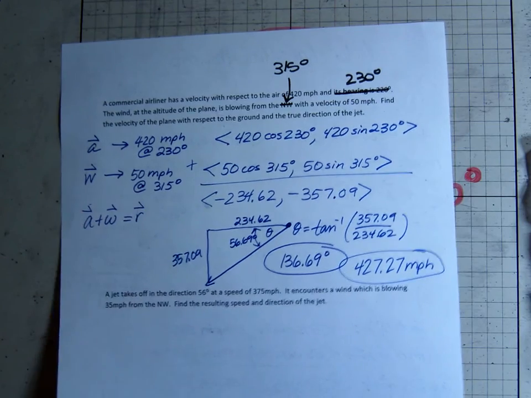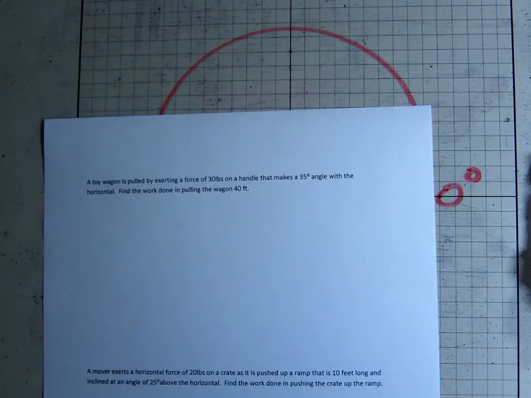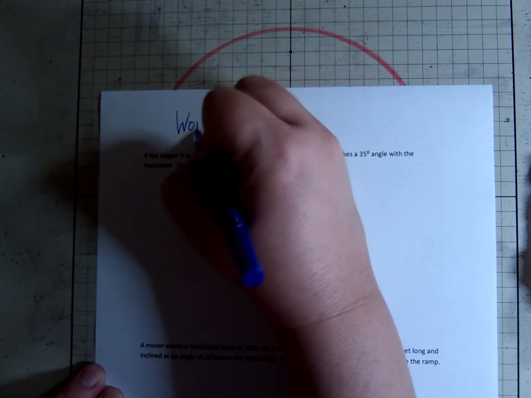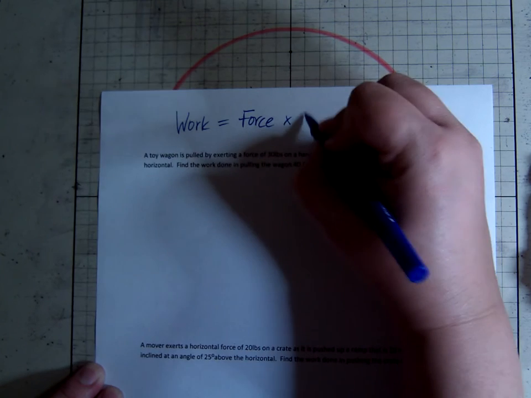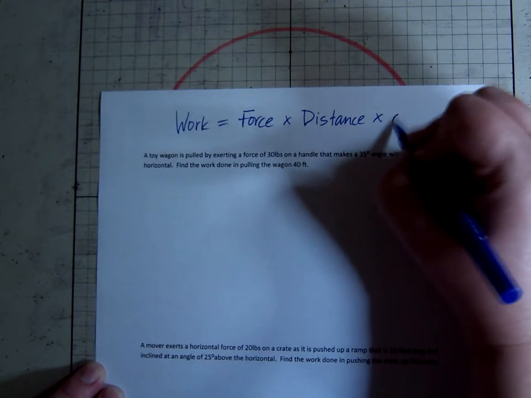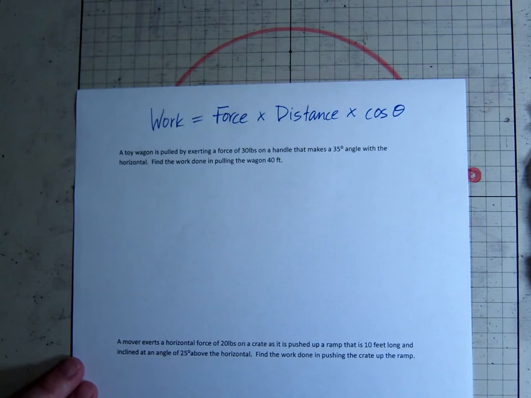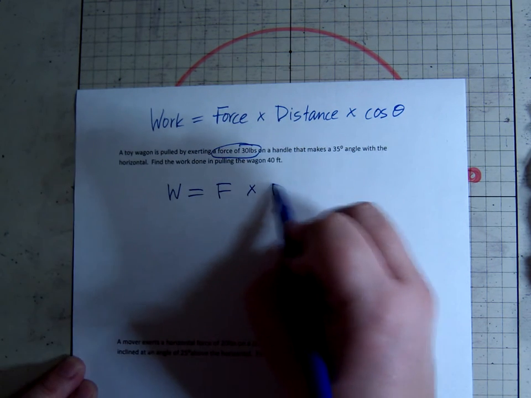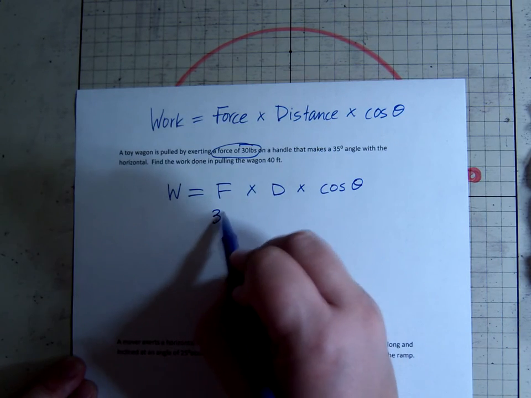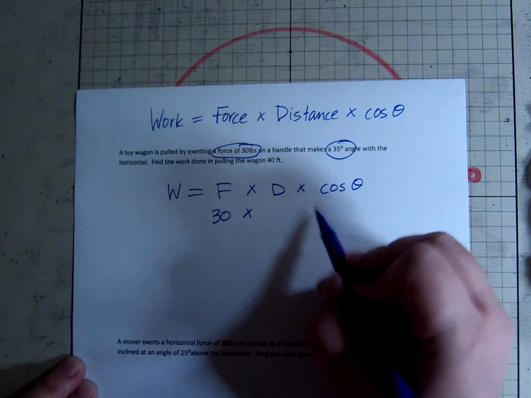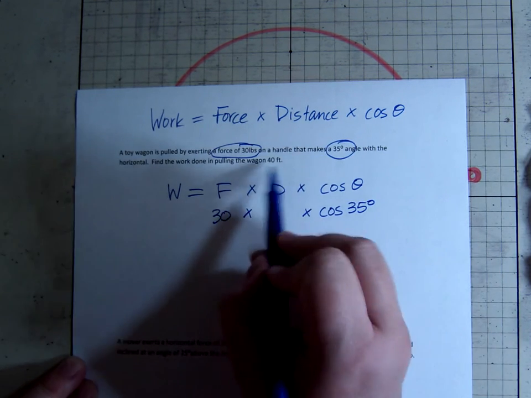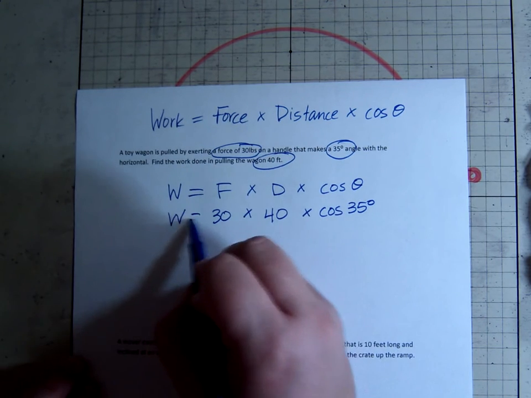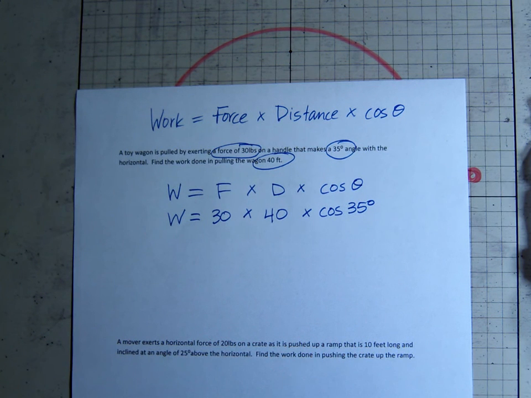Now I did want to point out to you, don't forget these work problems, but they're super easy. Work is the force times the distance times cosine of theta, where theta is the direction in which you're doing the work. So force here is 30. You're just literally plugging in. So 30 times, here's the direction, so it's cosine 35, and the distance is 40 feet. So this is literally all you're going to do to get this answer, is multiply those numbers out. So we've got 30 times 40 times cosine 35, and that gives me 982.98.